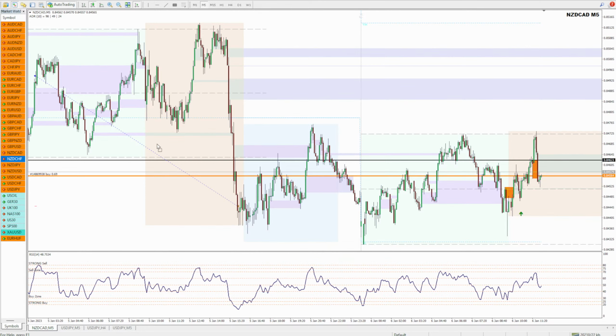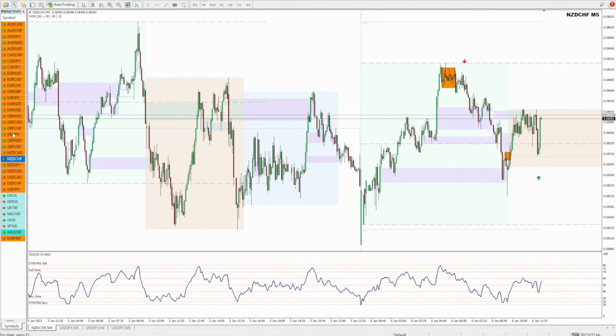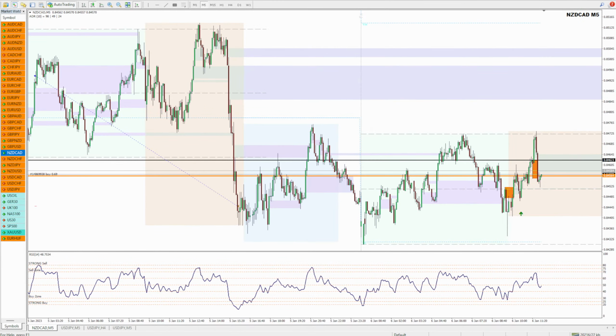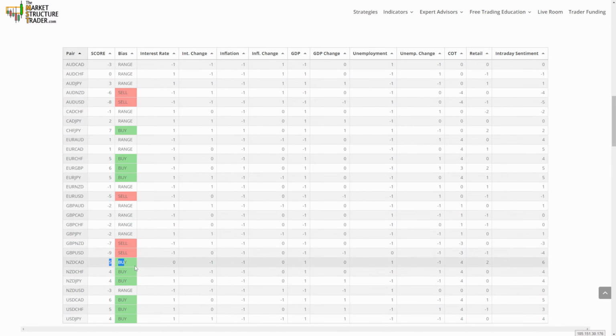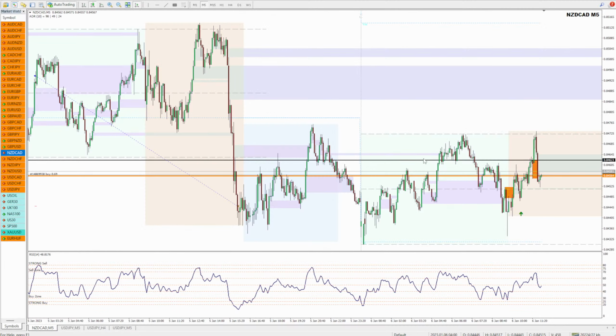But New Zealand dollar Swiss, I like it as a buy, and the reason I like it as a buy, obviously, is down to the fundamentals, mainly down to sentiment. The market is long, and the retail is on the wrong side, so it's much more likely this is going to go up. But obviously, that is going to be based on Canadian dollar movement this afternoon.